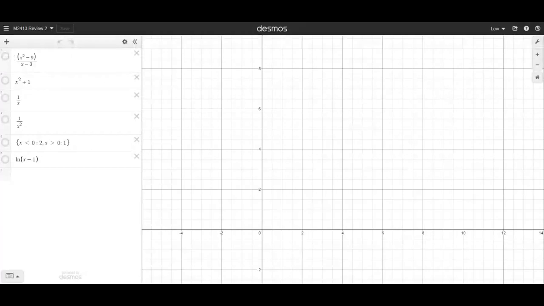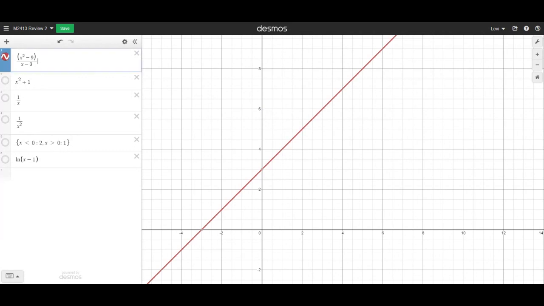So let's just take a look at some of these graphs. You're not sharing your screen. Right. Thank you. So taking a look at some of these graphs, first off we have x squared minus 9 divided by x minus 3. Now, I'm interested in specifically the limit as x approaches positive 3. Just looking at this graph, what could you tell me that limit is?